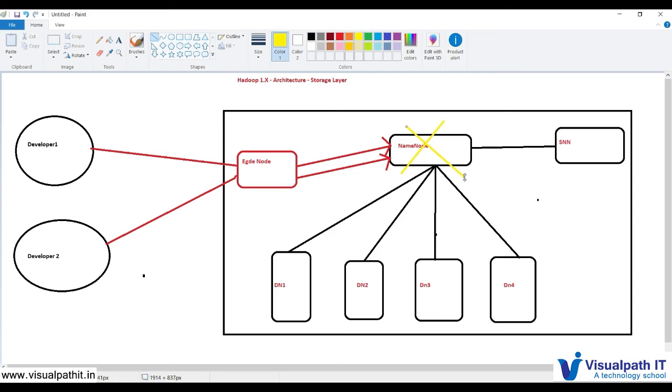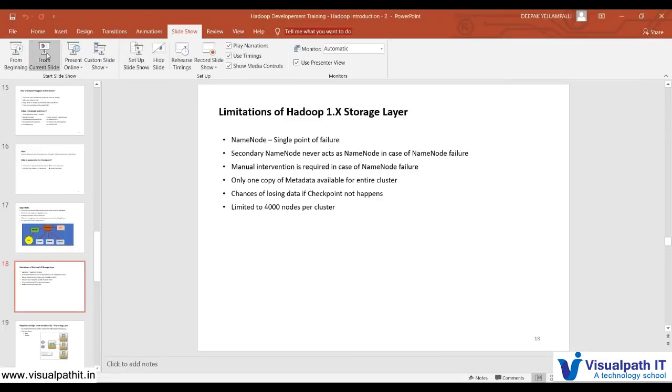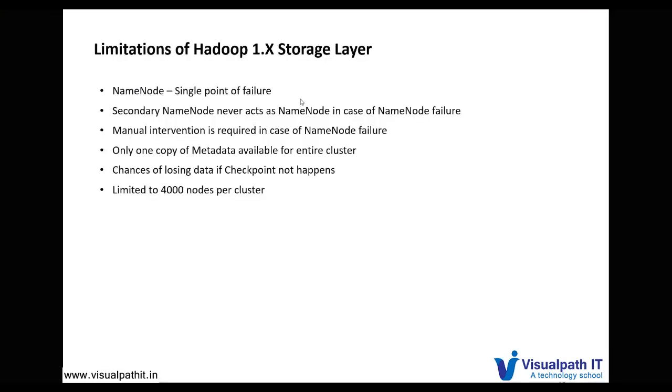We still have the secondary name node, which is storing a metadata backup, but it is not working like a name node. It is not working as an actual name node, right? It is for storage purposes. I can say it looks like a hard disk that we use for saving metadata. So that is the single point of failure: the name node. The secondary name node never acts as a name node in case of name node failure, right?